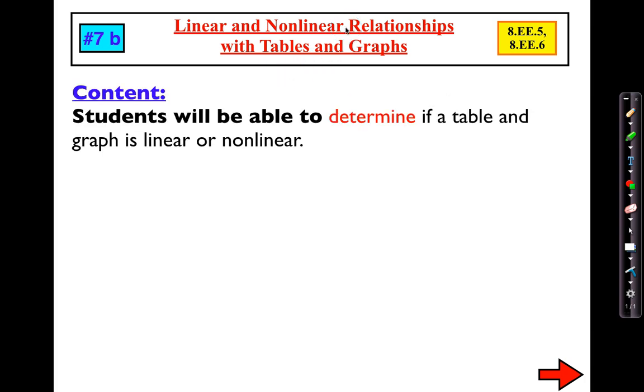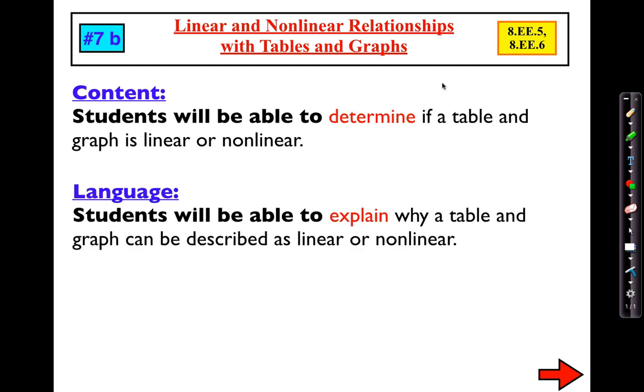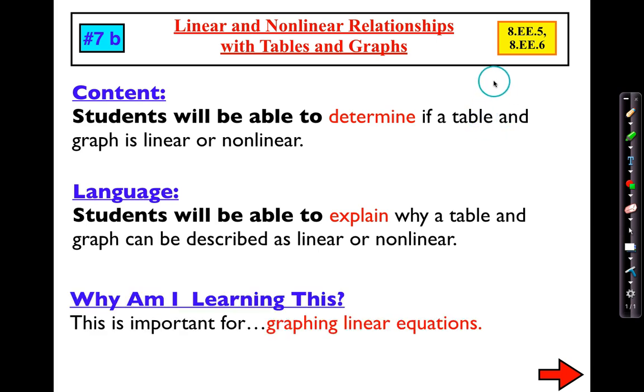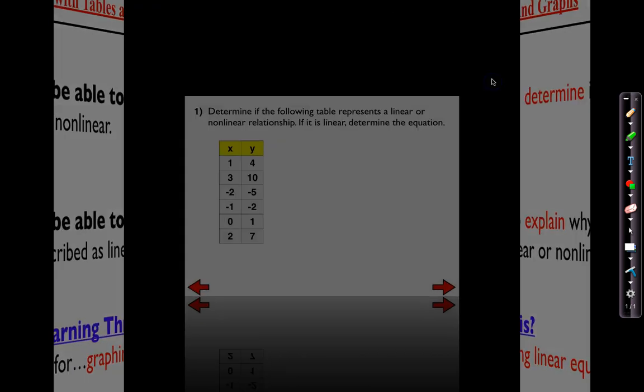Our content objective is students will be able to determine if a table and graph is linear or nonlinear. Language objective is students will be able to explain why a table and graph can be described as linear or nonlinear. Why am I learning this? Well, it's important for graphing linear equations.